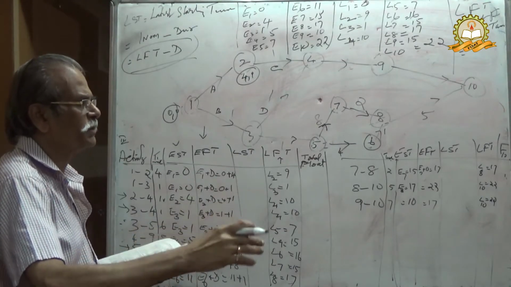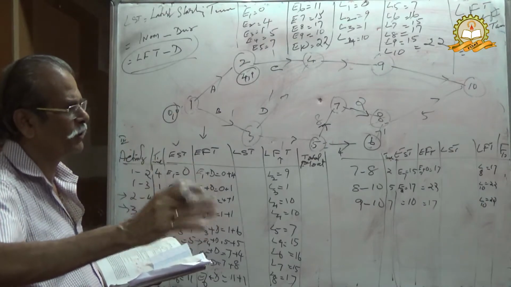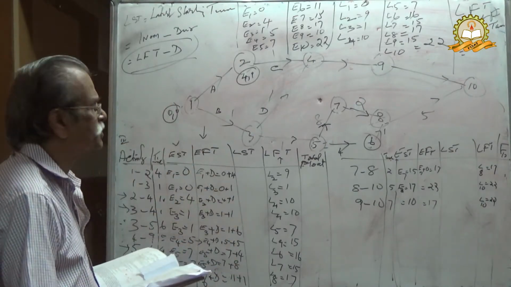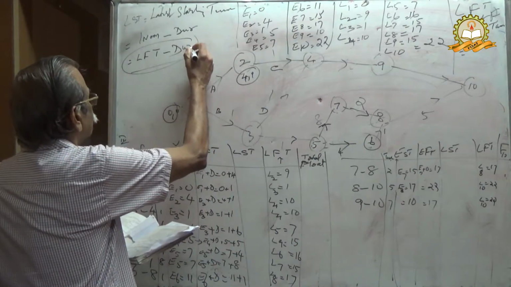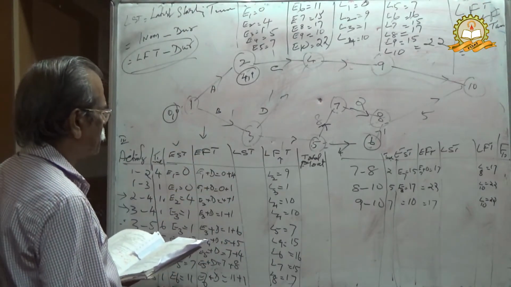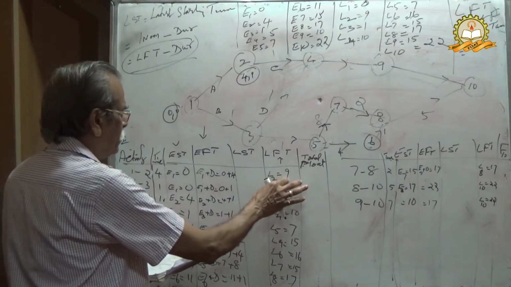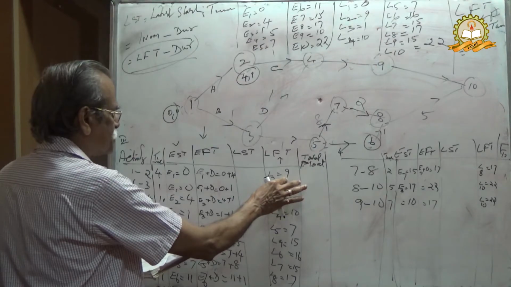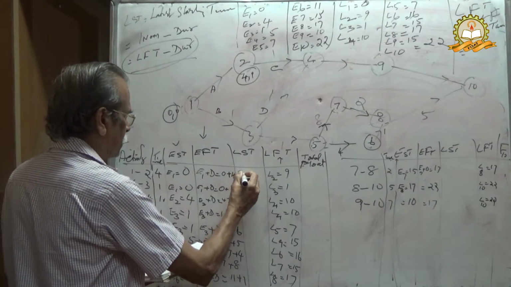Therefore, you can start by 10 o'clock or 10:15 or 10:30. You will have to finish by that. That is equal to 1 minus duration 3. LFT minus duration. That is filled as LST. LFT is 9, minus duration 4. 9 minus 4.